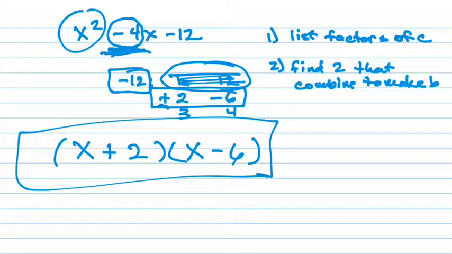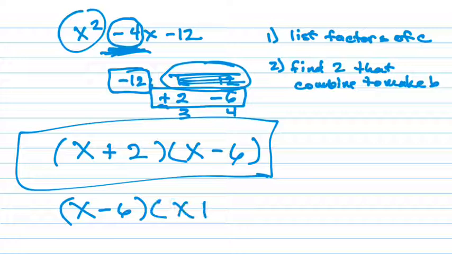So which way round is it? Brackets open X plus 2, brackets open X minus 6. Now, if you put them in the opposite order, that makes no difference, right? As long as the signs are correct, the order doesn't make a difference. Now, if you reverse the signs, then you're in trouble. Okay? So that's what we did last time.